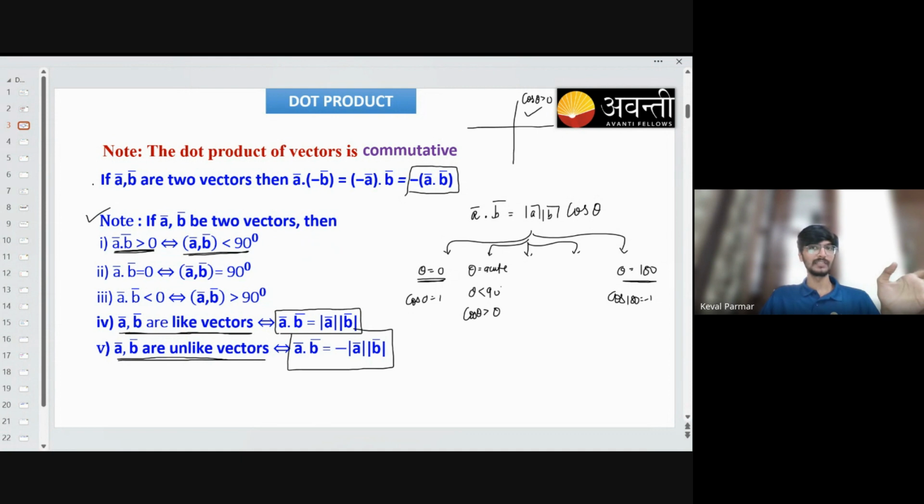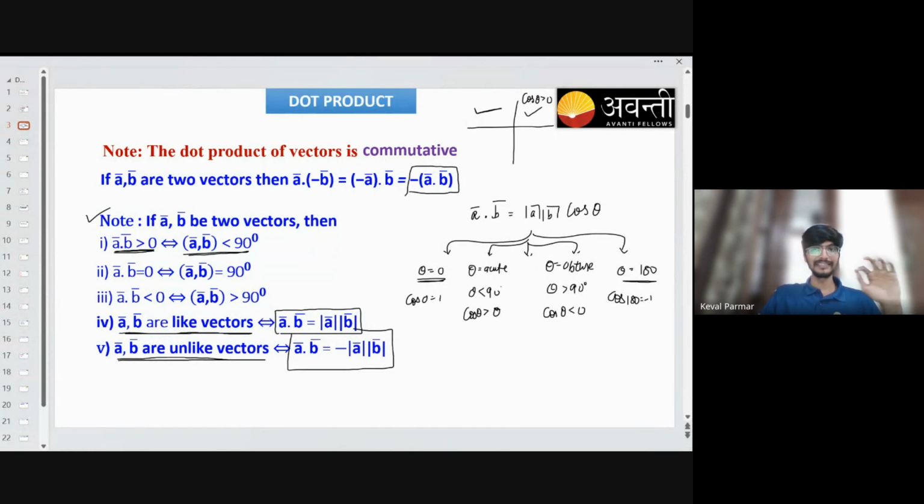Positive, greater than 0 का मतलब है positive. Second, अच्छा, this here is theta is obtuse. What do you mean by theta is obtuse? That means theta is greater than 90 degrees. And if theta is greater than 90 degrees, then we are in the second quadrant. And if we are in the second quadrant, then cos theta will be less than 0.